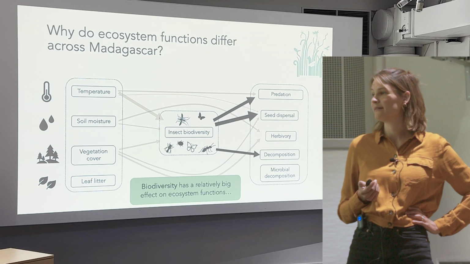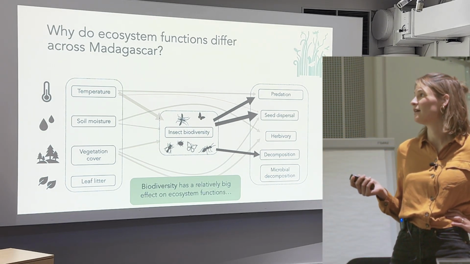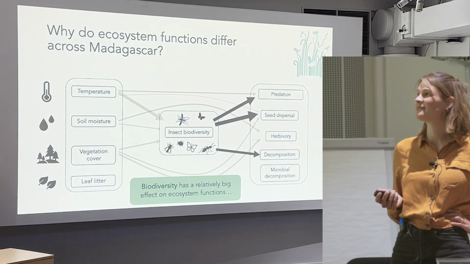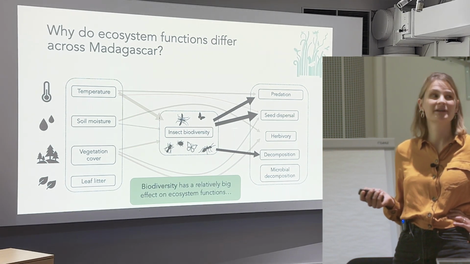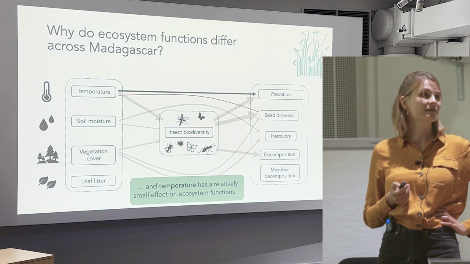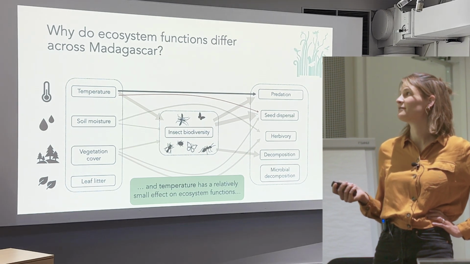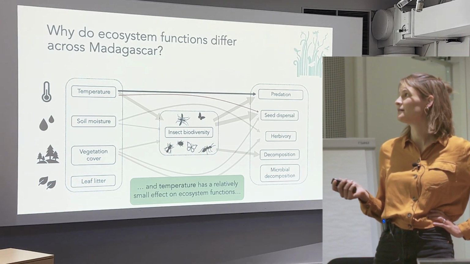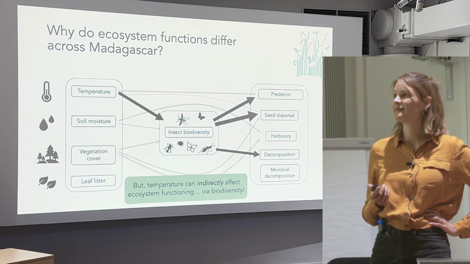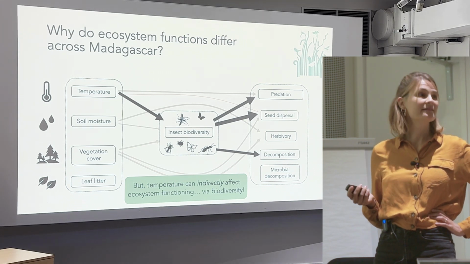Contrary to what we saw in Sweden, in Madagascar, biodiversity had a very large impact on these different functions. So here 3 out of 5 functions were affected by insect biodiversity, and as you can see, the arrows are pretty thick, so there's a pretty strong effect here. Whereas temperature has a much smaller effect. It only affected few of the functions, and sometimes it even had a negative effect on, for example, seed dispersal. On the other hand, temperature could indirectly affect these functions by affecting insect biodiversity.